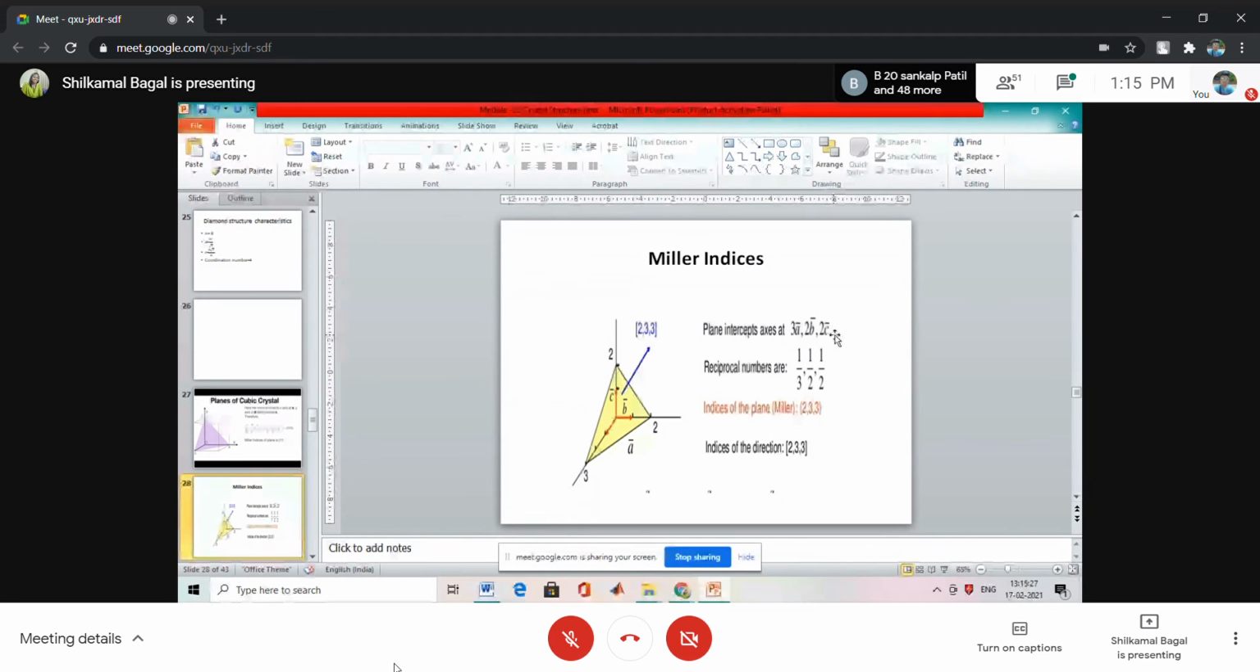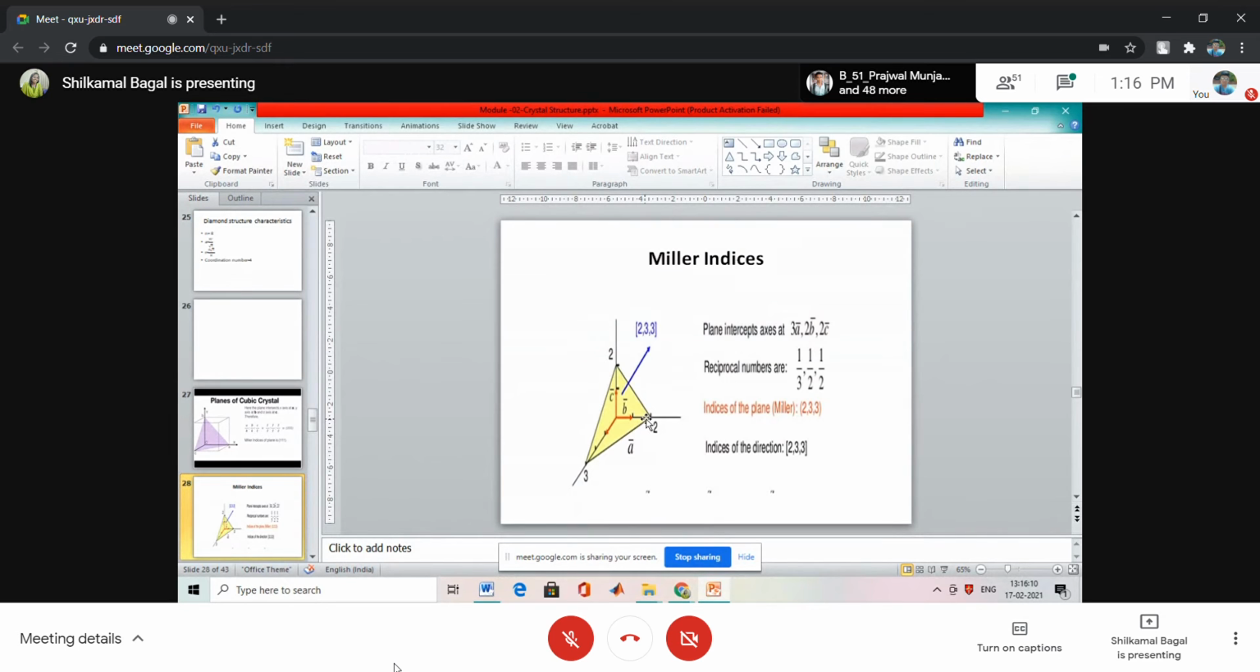So to write the indices of this plane, Miller indices means indices of the crystal plane. Miller is the name of a scientist. We have seen that crystal planes are nothing but planes passing through the lattice points, and there are a number of lattice points, so there will be a number of planes. So how to recognize that plane? For that we have to give indices to this plane. Particular plane means passing through particular lattice points of the crystal. Then they are recognized.